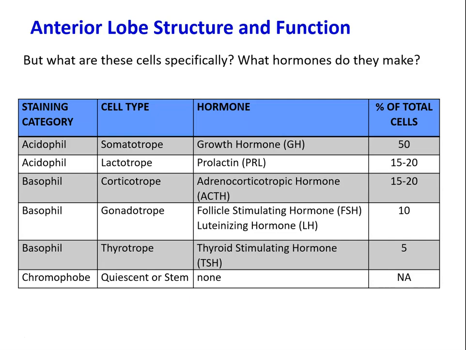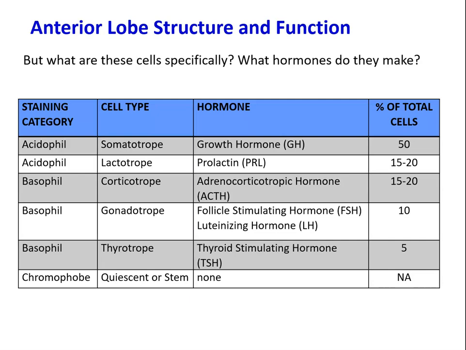Then there are three types of cells that stain in a basophilic fashion. Those are the corticotropes, gonadotropes, and the thyrotropes. Corticotropes make adrenocorticotropic hormone, and they also have about 15 to 20% of the total cells there. Gonadotropes make two hormones, follicle-stimulating hormone and luteinizing hormone, and those gonadotropes are about 10% of the total cells. And the third basophilic cell type is a thyrotrope, and that makes thyroid-stimulating hormone, and those are about 5% of the total.